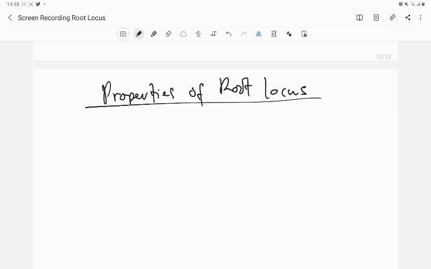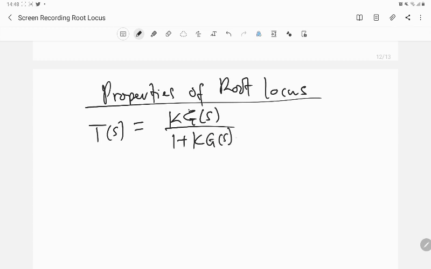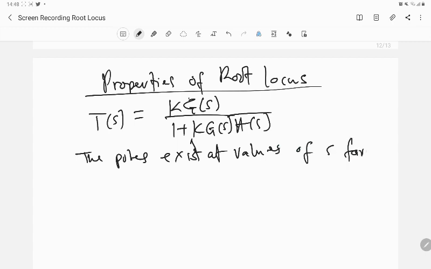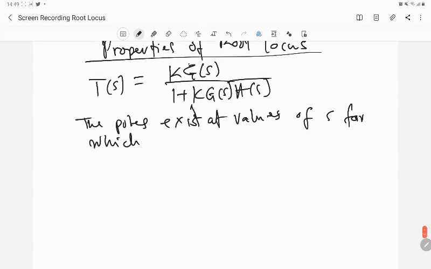So in order to discuss the properties of the root locus, let's start from what we discussed earlier. The overall transfer function of a closed loop system is given by k times G(s) over 1 plus k G(s) H(s). With this, we know that the poles exist at values of s for which 1 plus k G(s) H(s) equals 0.